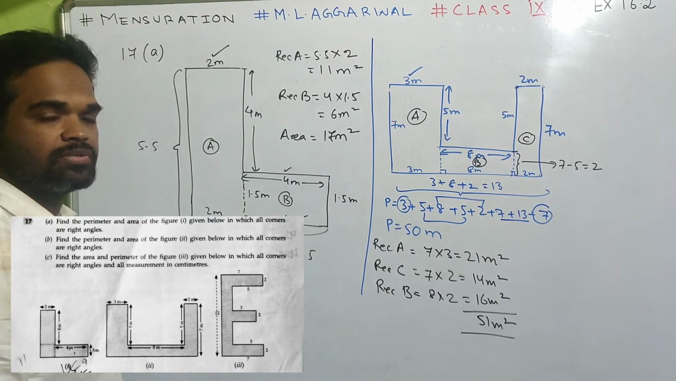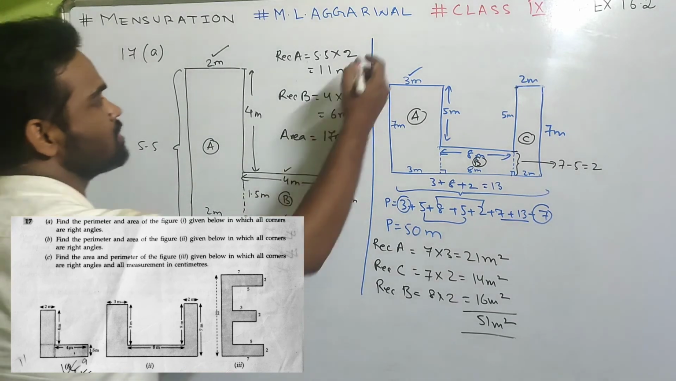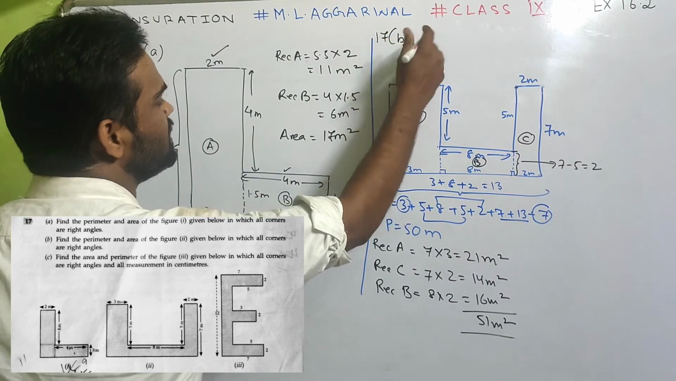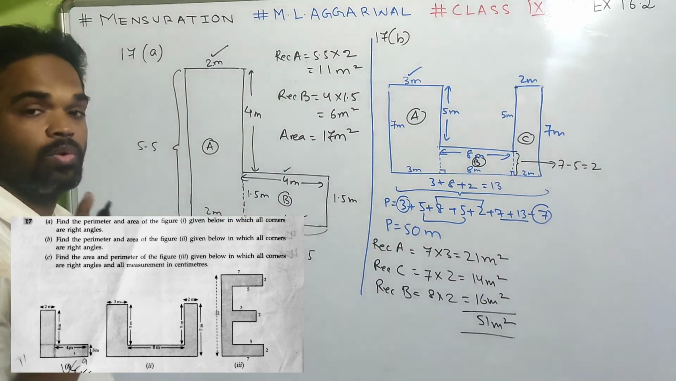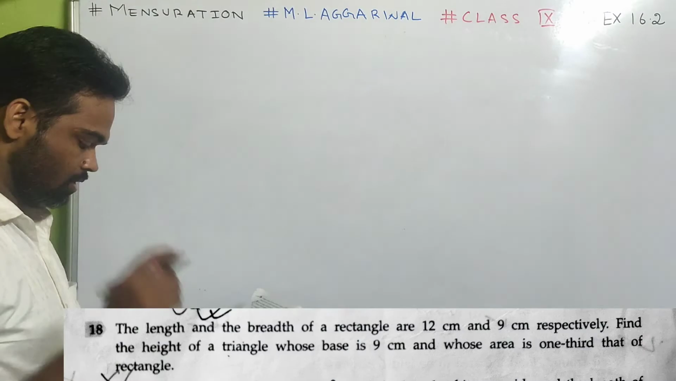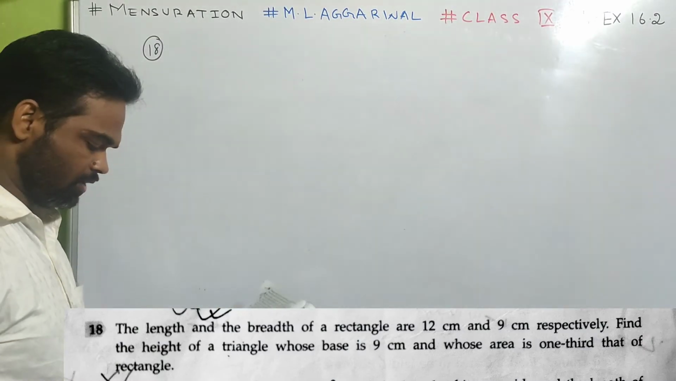And we knew the dimensions, length and breadth. So this was 17 part A, this was 17 part B. Part C is similar. You try it on your own. Okay? Chalo, we'll do number 18 now. Now look at number 18. 17 part C, you try it on your own.